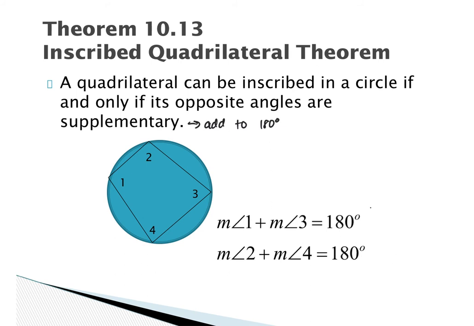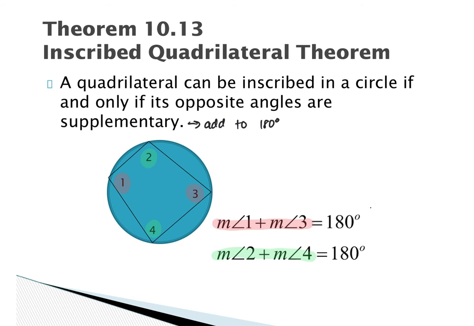So remember, opposite angles are going to lie opposite each other. So the two opposite angles here would be, for example, 1 and 3, yes? So 1 and 3 must add up to 180. And the other two would be 2 and 4. So 2 and 4 must add up to 180. Okay?